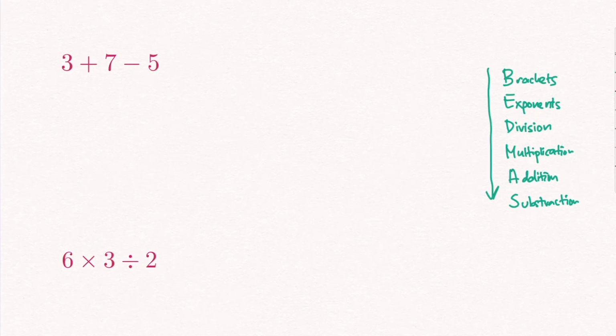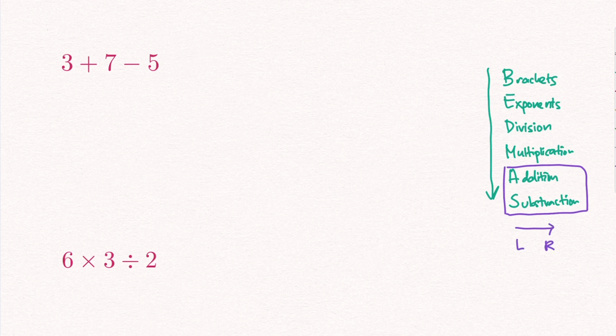Now remember, if your expression has both the addition and the subtraction, simply go from left to right. And that's the same for an expression containing both the division and multiplication. You just need to go from left to right.